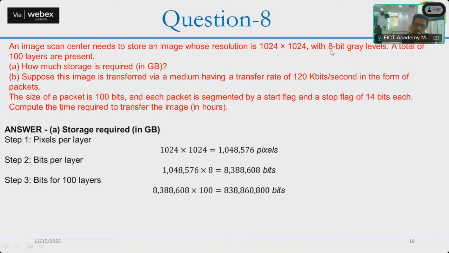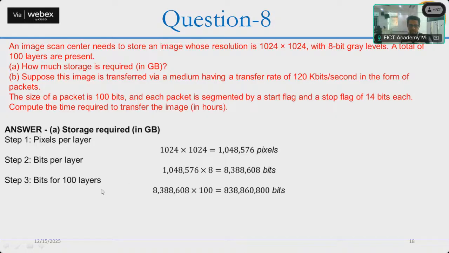Why 256? Because it is from 0 to 255. That's why it is 256. So when 8 bits are there, we want to calculate the total number of bits, and the total number of bits is basically multiplied by 8 into these many bits. Remember.